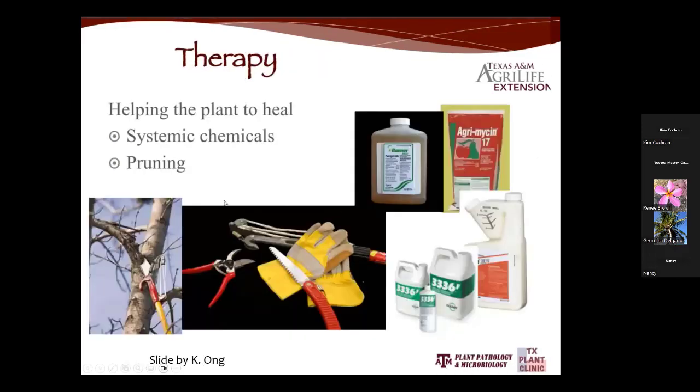Therapy is helping the plant to heal, and you're going to be utilizing multiple techniques like systemic chemicals paired with pruning. You don't ever want to rely on one technique alone, because that's not going to be very likely to yield success, like if you use multiple methods. So I'm a big proponent of use more than one method for control, and you'll have a much better outcome.